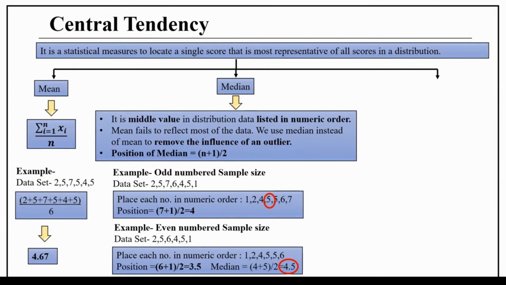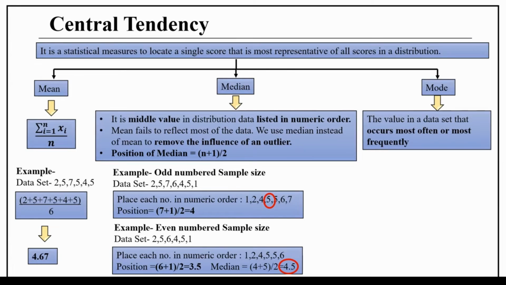The third important measurement which we use in calculating central tendency is mode. The value that occurs most frequently is called the mode. Let's see the example. In a given data set, 2 is occurring 1 time, 3 is occurring 3 times, 4 is occurring 4 times, 7 is occurring 2 times, and 8 is occurring 3 times. As you can see, 4 is the most occurring number in the given data set. So the mode of this data set is 4.